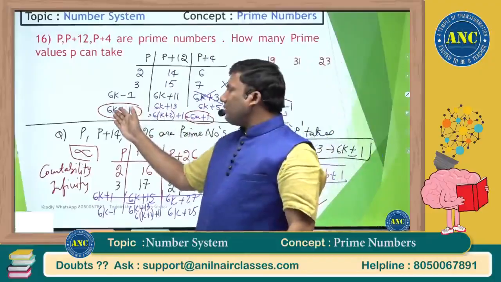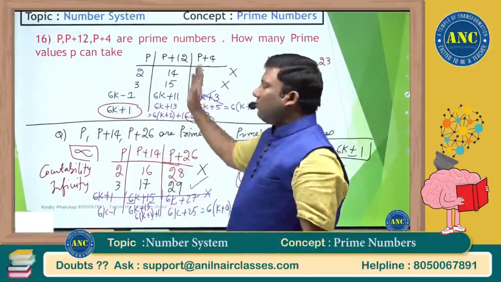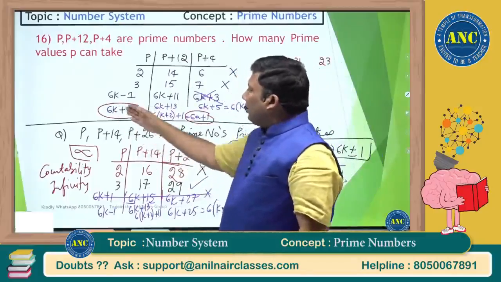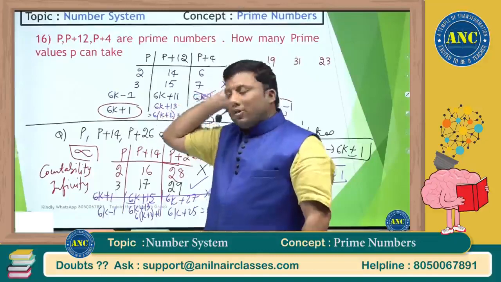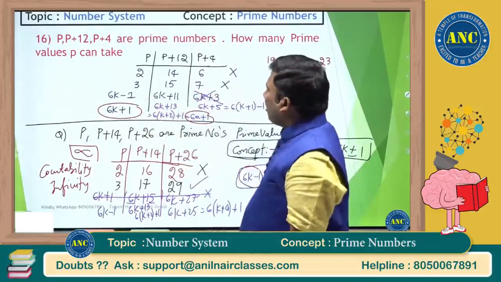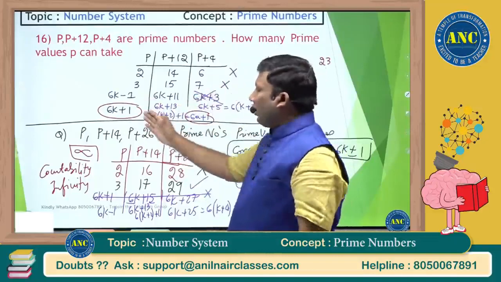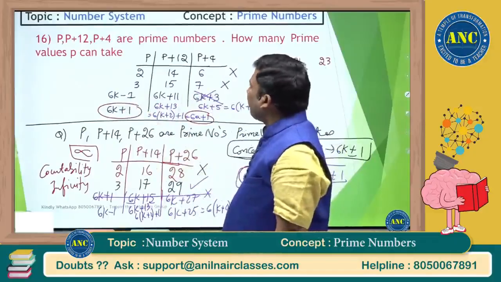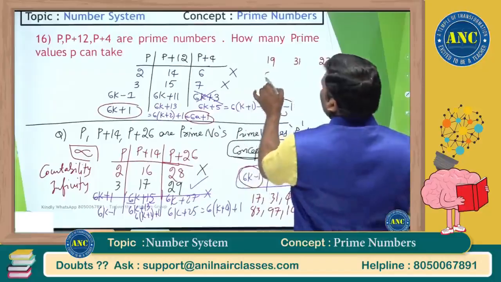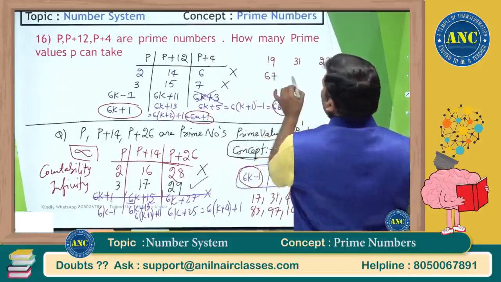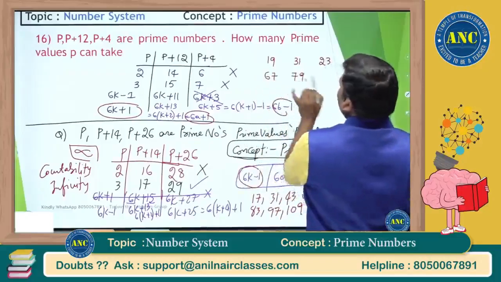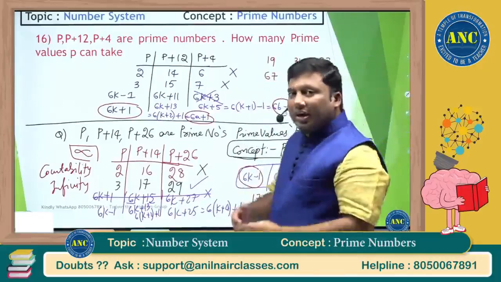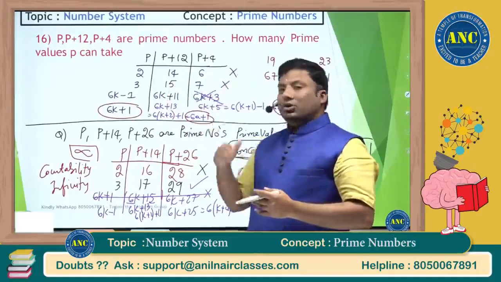Suppose I take 43. 43 is making 55, not prime. Suppose I take 61, 6 tens are 60 plus 1, it should be a prime number. Suppose I take 67, which is 6 into 11 plus 1. 67 plus 12 is 79, 67 plus 4 is 71. So in 2 digits only, I got 2 numbers.